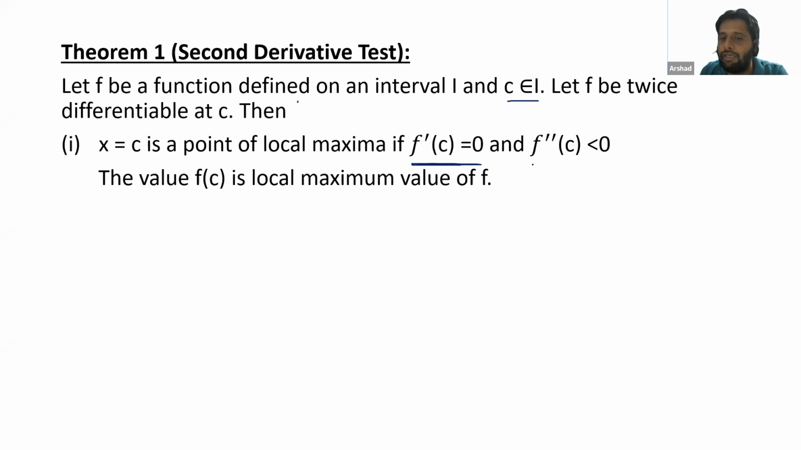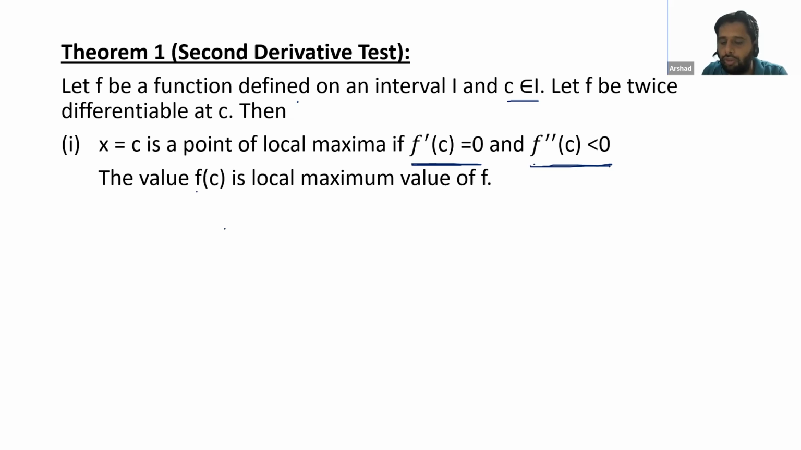And when you differentiate it two times and put in the value c, you get a value less than 0. Then we say that this is a point of local maxima. If you differentiate it and put in this point, you get 0, and when you double differentiate it and put in this point, you get less than 0. This value f(c) is the local maximum value of the function.